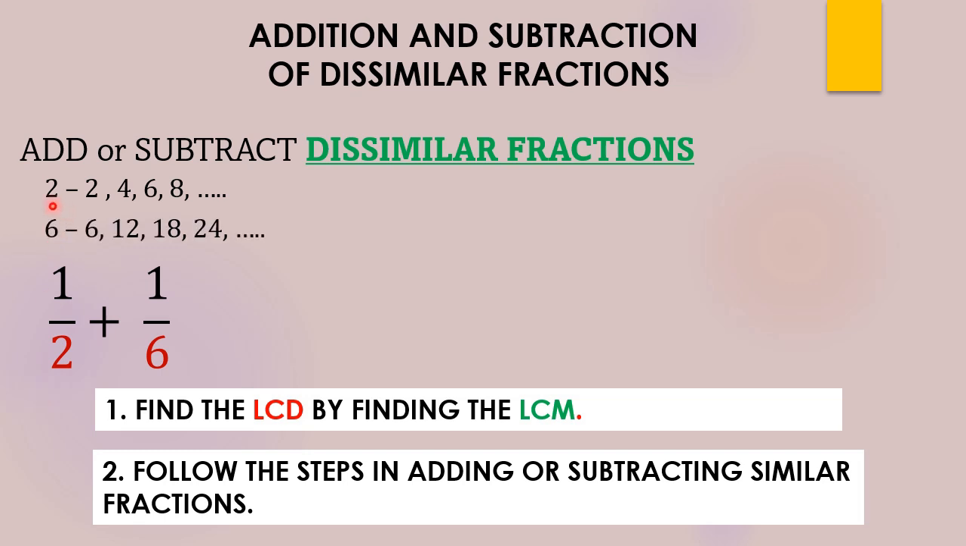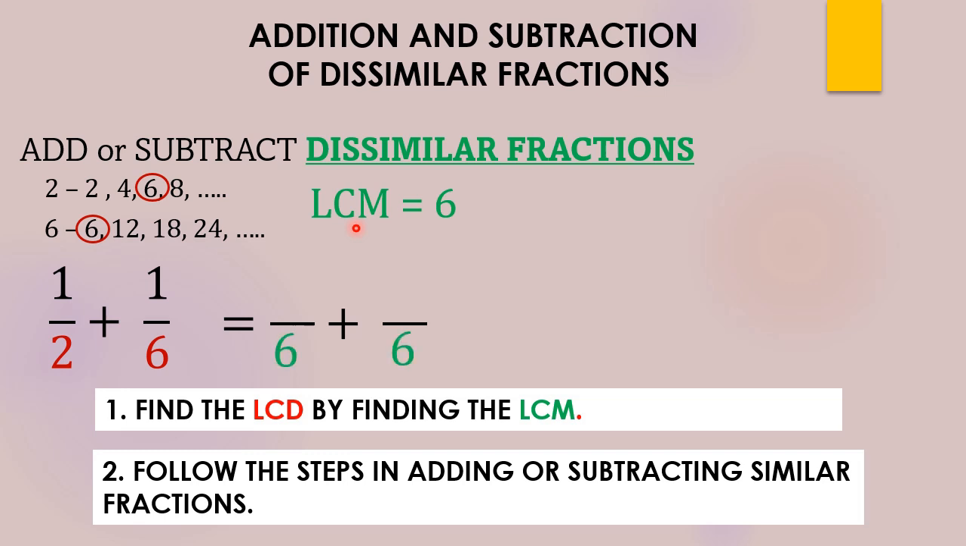So here, the multiples of 2 are 2, 4, 6, 8. And then for 6, the multiples are 6, 12, 18, and 24. So look at the multiple which is common to 2 and 6, and at the same time, it is the lowest number. So since the least common multiple or the LCM of 2 and 6 is 6, therefore that will be our LCM or the LCD of the two denominators.